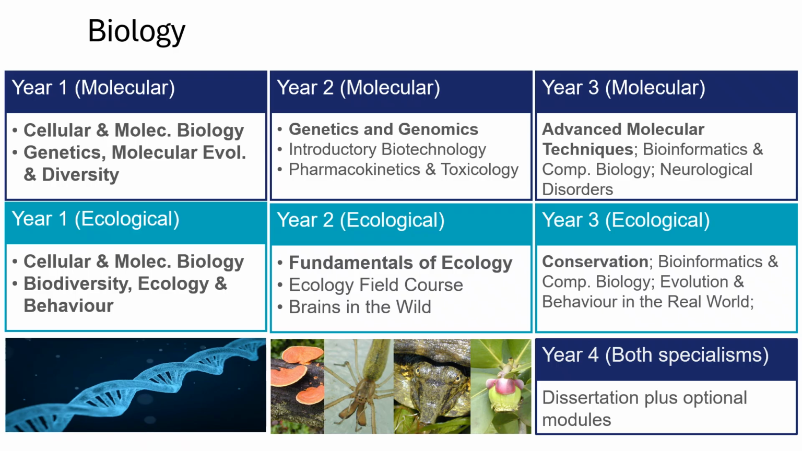In year 2, you have a core module on genetics and genomics, where you will consider the links between changes to the genome and human disease and key techniques for studying the genome. But then you will have a variety of optional modules, and here are some examples, such as pharmacokinetics and toxicology, that explores the role of pharmacokinetics in preclinical and clinical stages of the drug discovery and development process covering the in vivo administration of drugs.